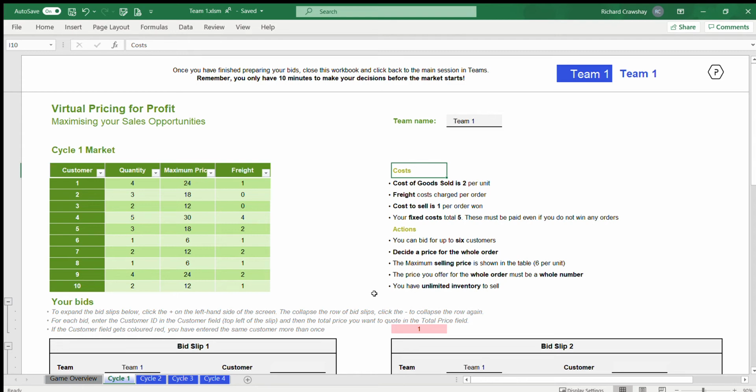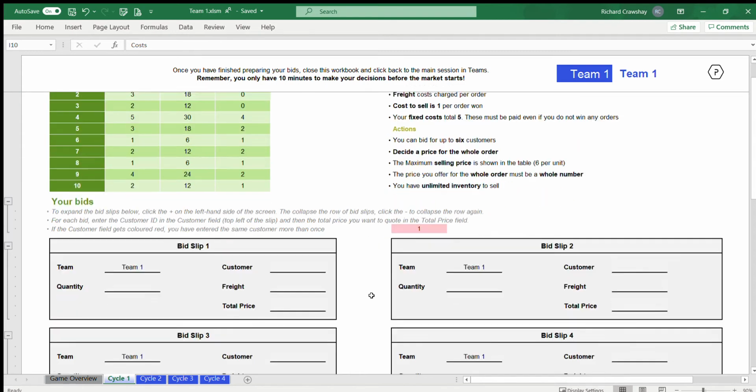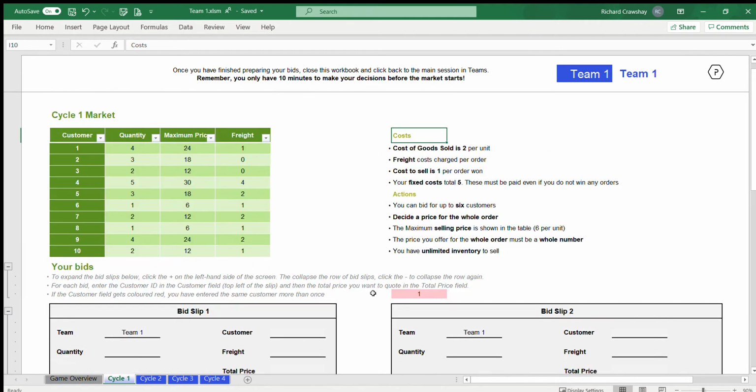There's nothing to stop you going for the most that the 6 customers you could find in the marketplace. Before plunging straight in, it's probably a good idea in your team to have some sort of pricing strategy. So I'm going to pretend that you're now my team, and I'm going to propose a strategy. I'm going to suggest we go after those customers that have the smallest freight charge. And then if the freight charge is the same for some customers, I want to go for the maximum quantity at that particular freight charge.